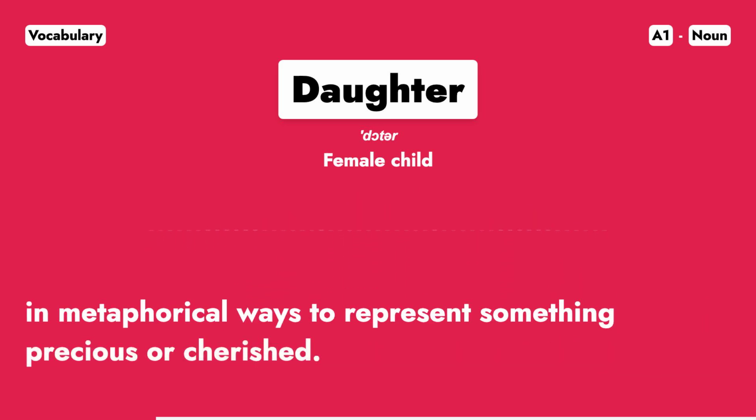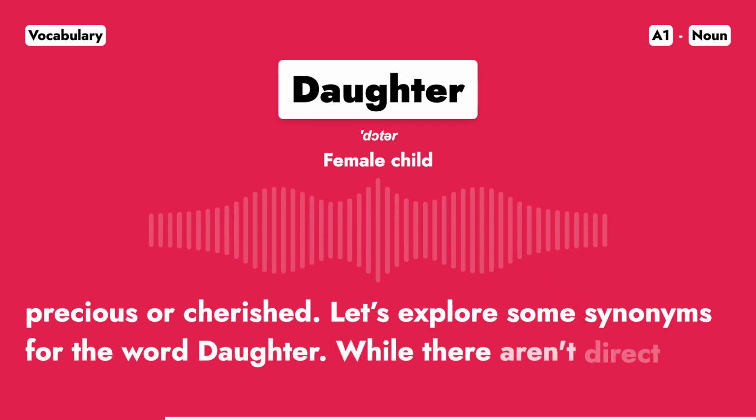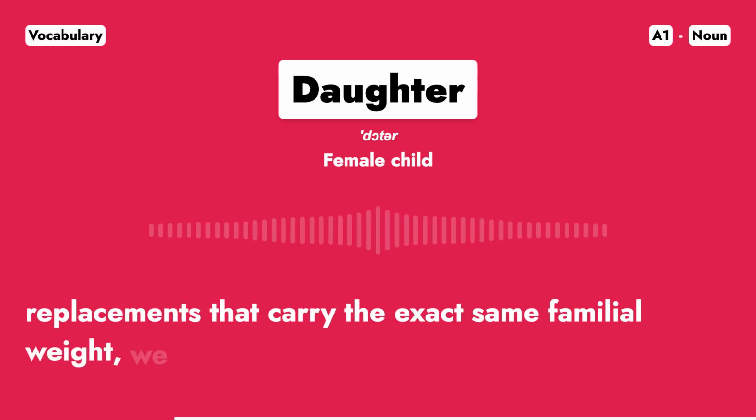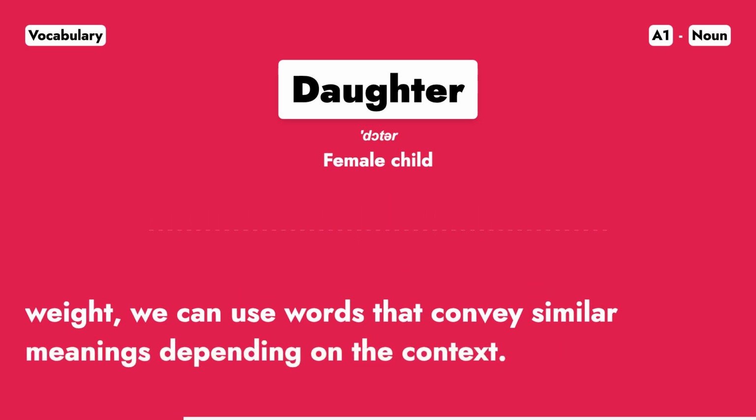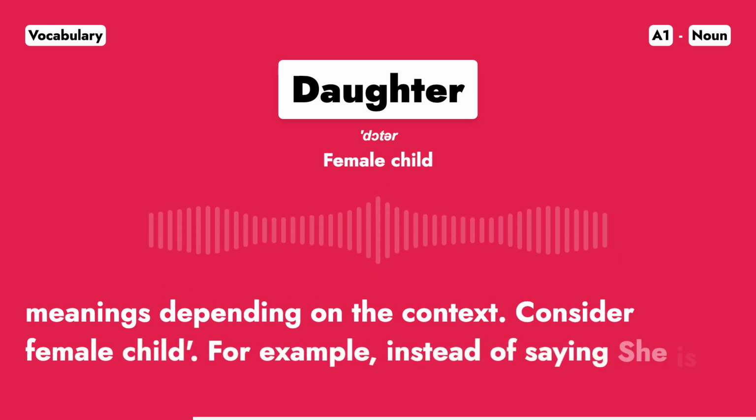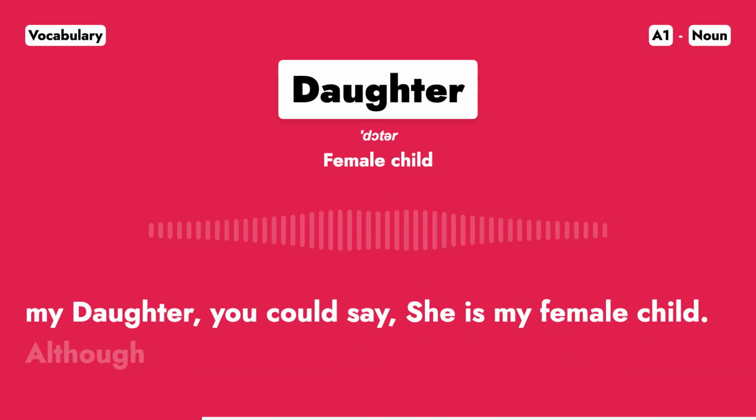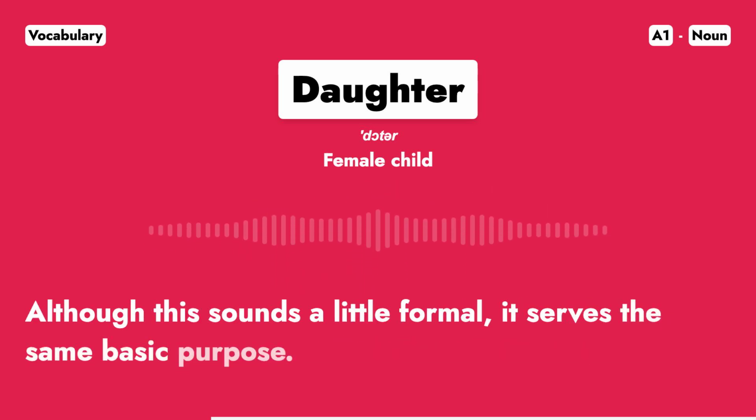Let's explore some synonyms for the word daughter. While there aren't direct replacements that carry the exact same familial weight, we can use words that convey similar meanings depending on the context. Consider female child. For example, instead of saying she is my daughter, you could say she is my female child. Although this sounds a little formal, it serves the same basic purpose.